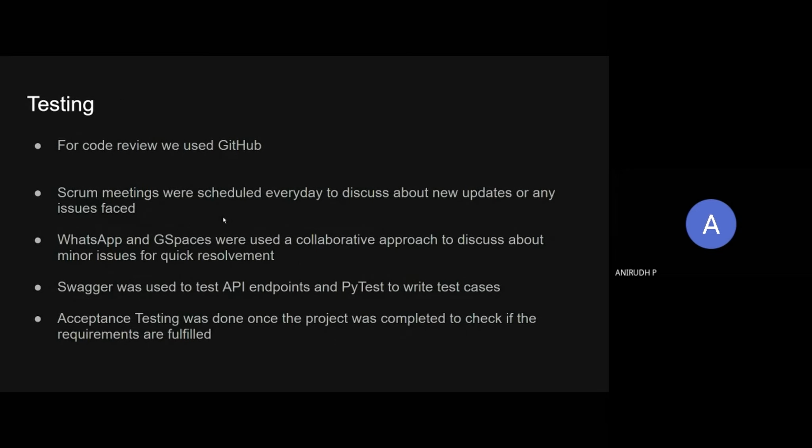For code review, we mostly use GitHub for tracking, and also Scrum calls for major issues. For minor issues, we use WhatsApp and GSpaces. For API testing, we used Swagger and PyTest to write the test cases. Acceptance testing was done at the end of the project to see if all user requirements were fulfilled.